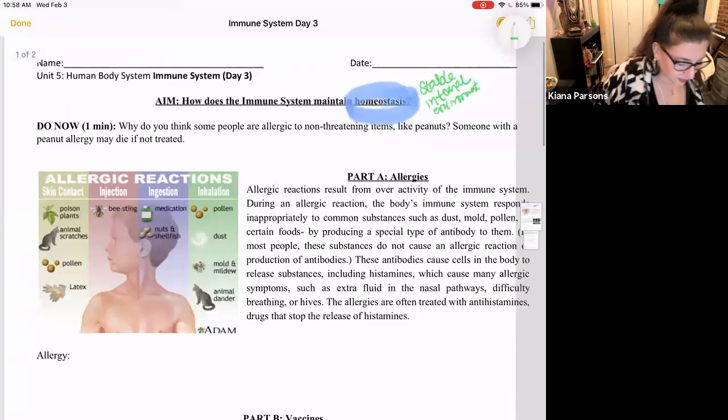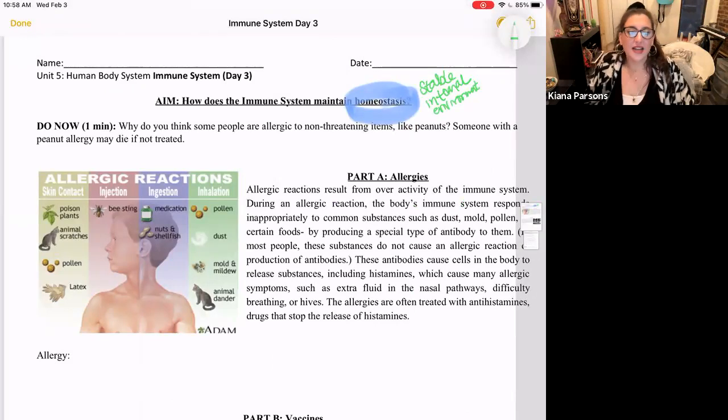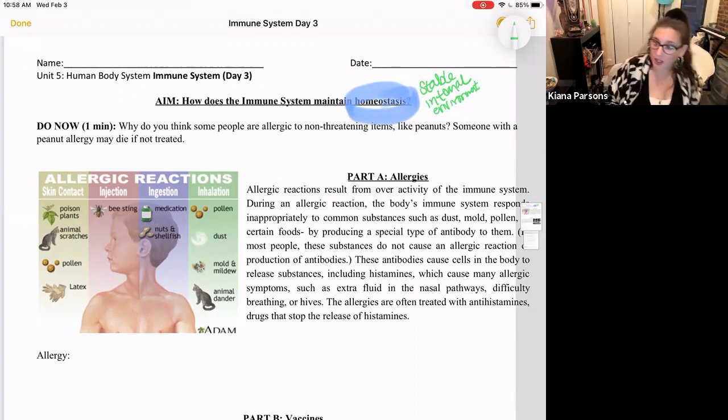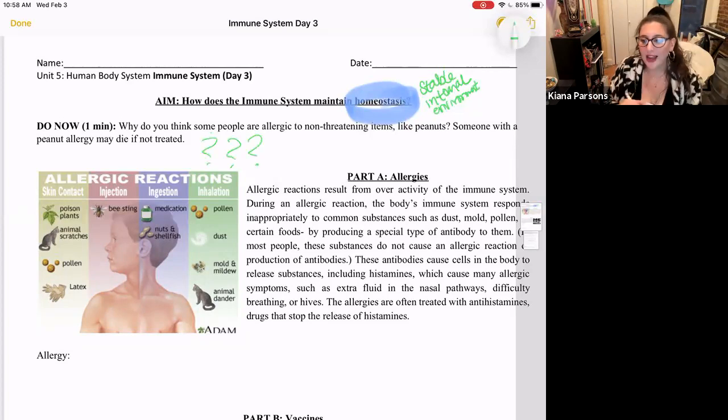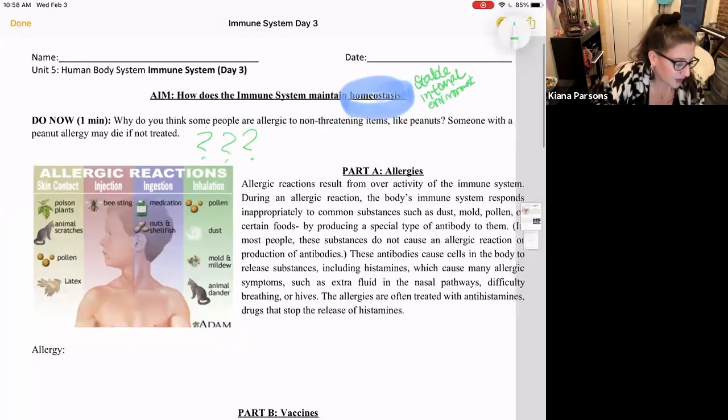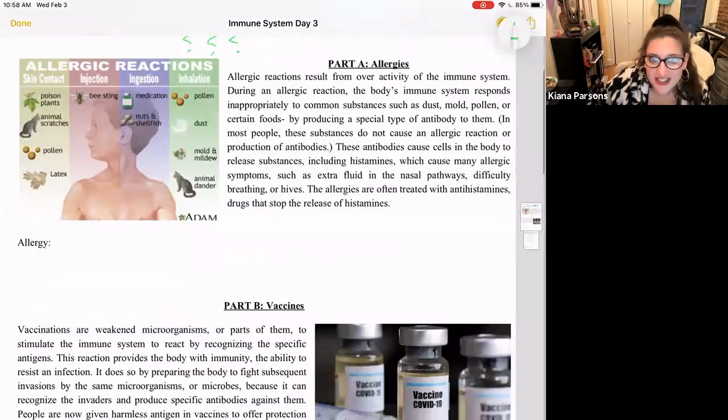So, the do now question asks, why do you think some people are allergic to non-threatening items like peanuts? For example, someone with a peanut allergy may die if not treated. And by the end of this handout, we're going to go back up top and answer that question. So let's start with a little reading here about allergies.